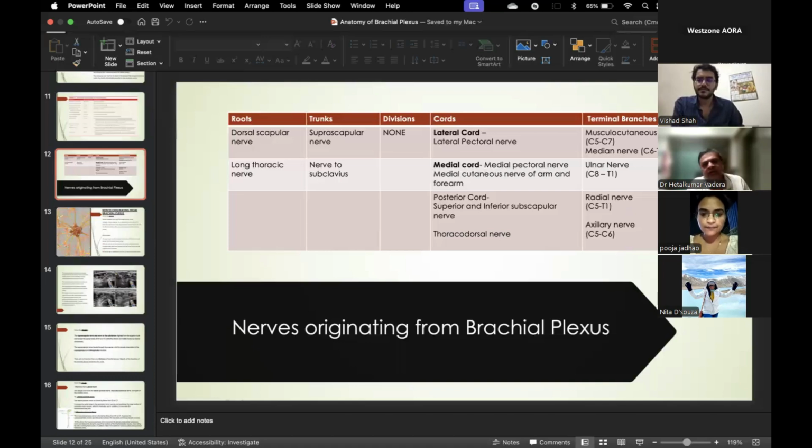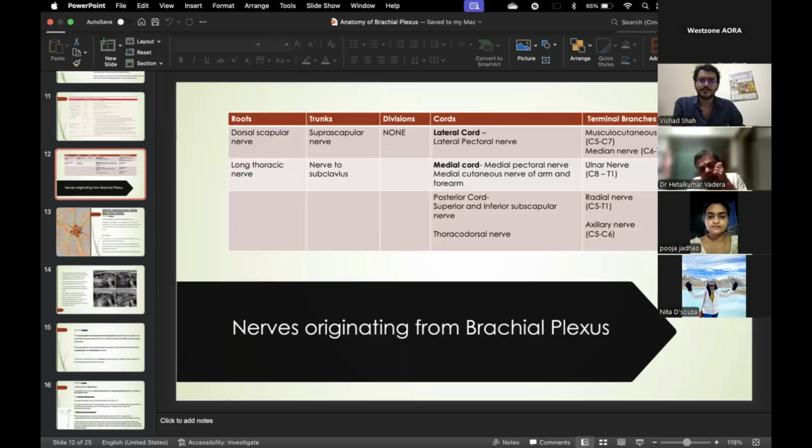Initially we were thinking that with a single injection you could block all three cords in the costoclavicular area. But then we found that there is a septum between the lateral cord and the bunch of medial and posterior cords. So if you inject at a single level, you either block the lateral cord or the posterior and medial cords. So you have to give injection at two levels.